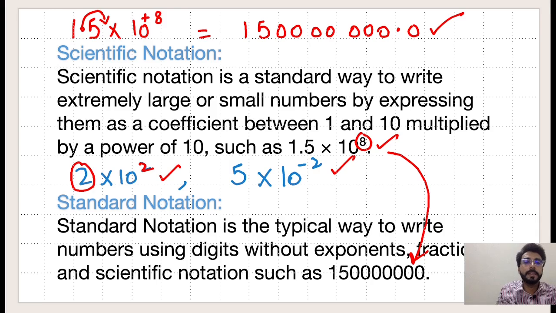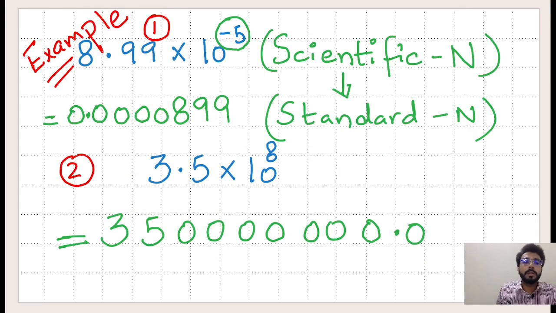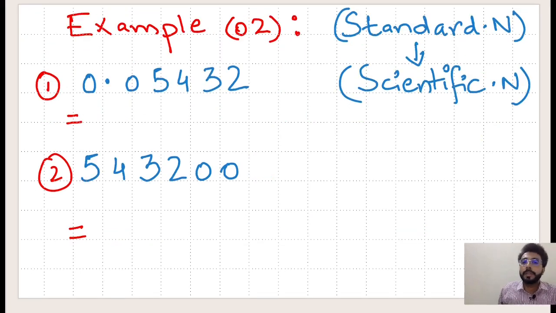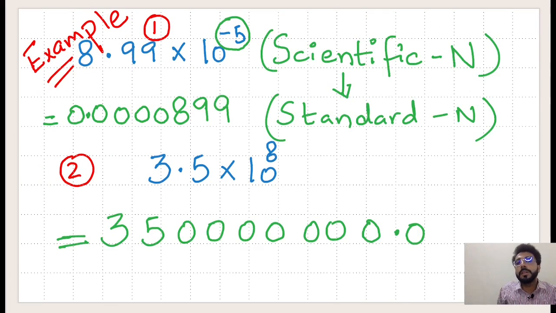Move to the next slide. First of all, we solve two examples. In example number 1, we understand how to convert scientific notation into standard form, and in example number 2, we will understand how to convert standard form into scientific notation. Example is given: 8.99 into 10 to the power negative 5. Now the power is negative.